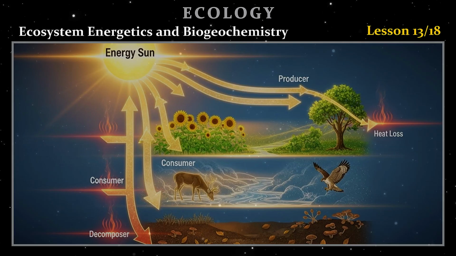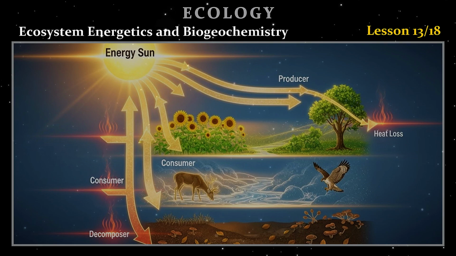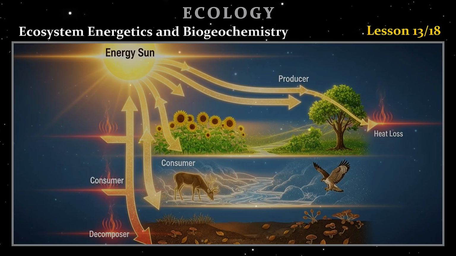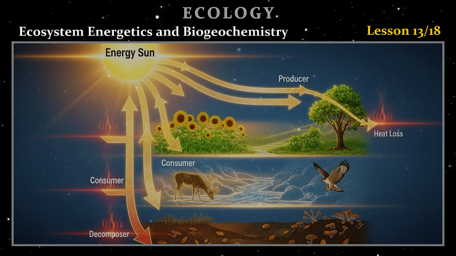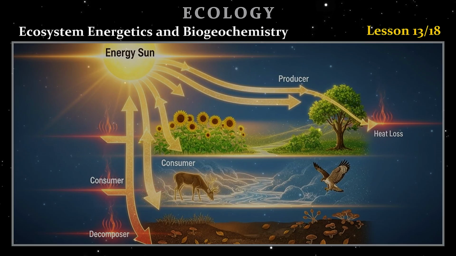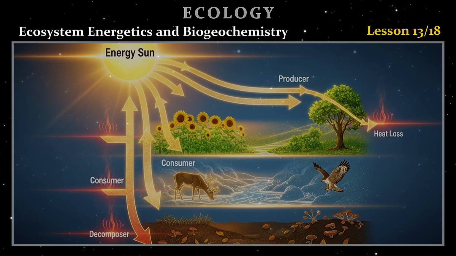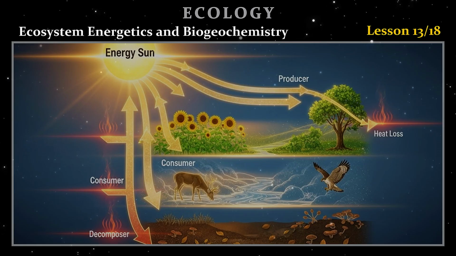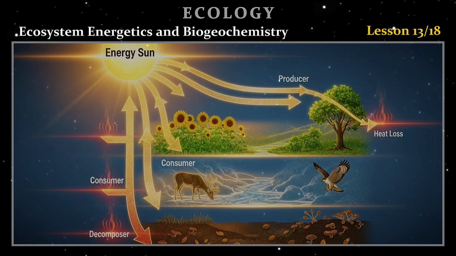Until now, we have looked at the players on the stage. Now, we look at the currency they use. We look at the energy that flows from the stars and the matter that cycles through the soil. We are tracing the path of the sunbeam as it becomes a leaf, then a deer, then a wolf, and finally heat rising back into the night sky. Relax and visualize the golden flow of power that connects all living things.